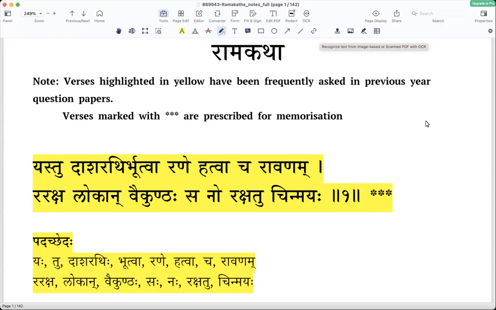So as you can see, this text I've taken from Vyoma. The verses highlighted in yellow have been asked before, and those which have the stars are to be memorized. Only about 30 to 35 shlokas will be for memorization. For each shloka, you need to know word by word meaning and a bhavartham. That is what you're expected to write in the exam.